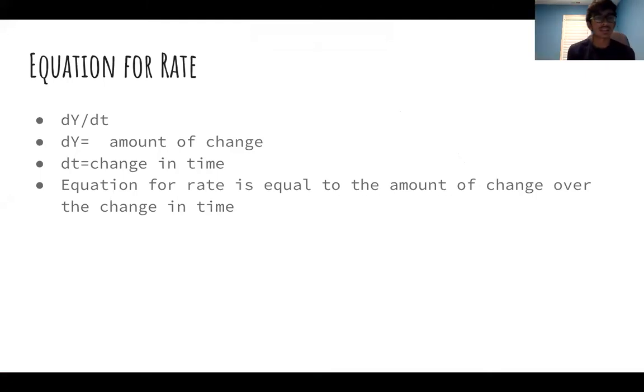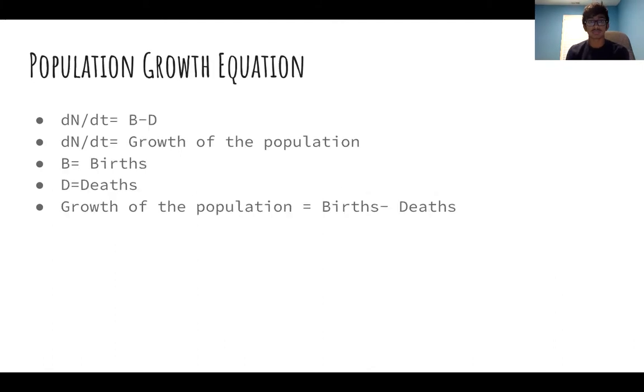It is expressed as dY divided by dt. The dY is basically saying the amount of change, and then the dt is saying the change in time. So overall, the equation put into words is the equation for rate is equal to the amount of change over the change of time. This is the most basic and simple of all of the equations.